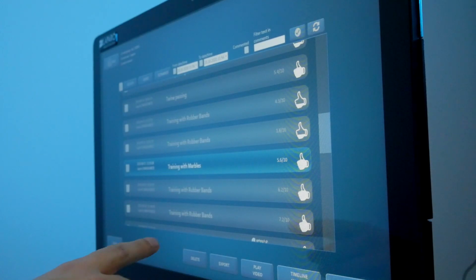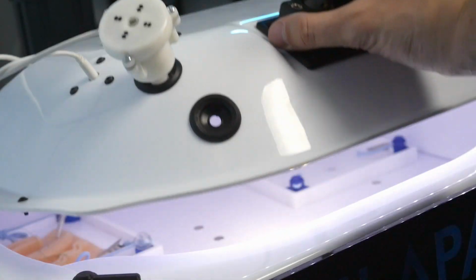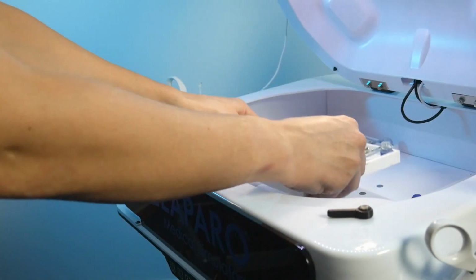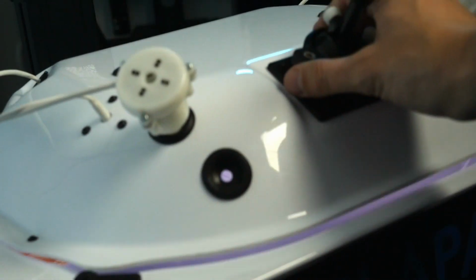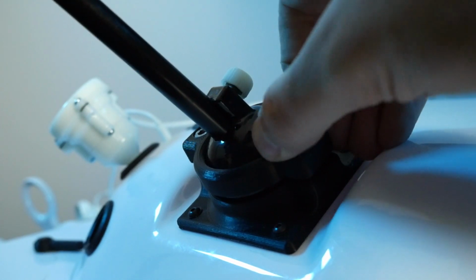Results from the analysis can be easily exported in all sorts of file formats for research and education purposes. Configured in this way, the system delivers the best results for measuring, reviewing, and improving laparoscopic technique.